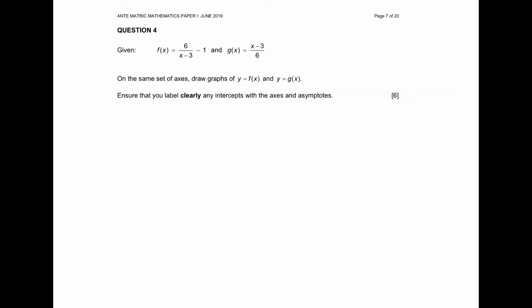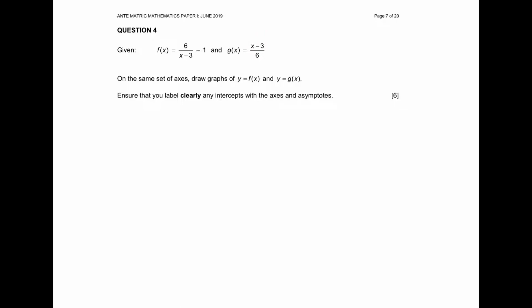Question 4, given f of x is equal to 6 over x minus 3, minus 1, and g of x equals x minus 3 over 6. Okay, so let's just have a look at some of the information first. Your f of x is a hyperbola, all right? It's in standard form, and your g of x is a straight line function.